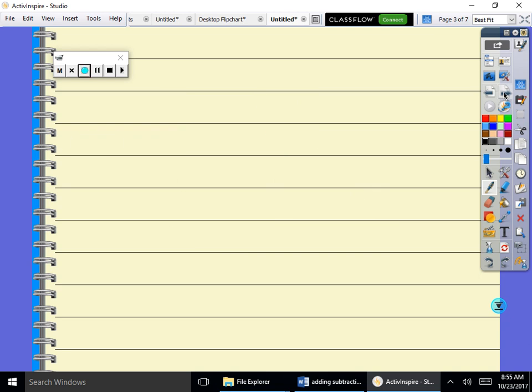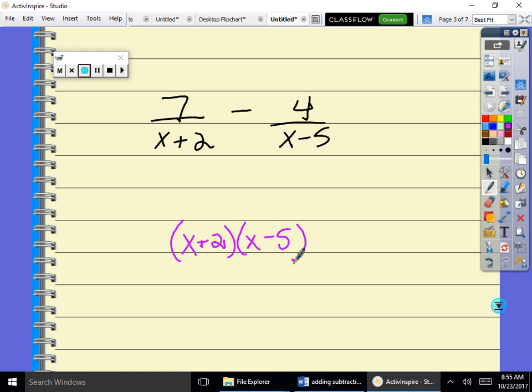Number 3 says 7 over x plus 2 minus 4 over x minus 5. This is just like the first fraction I gave you, where one denominator was 3 and one was 7. They have nothing in common, so the easiest way to make a common denominator is to do what? Multiply each of them. So if I multiply each of them, that gives me a denominator of x plus 2, x minus 5. The first fraction is missing the what? The x minus 5, and the other fraction's missing the x plus 2. Okay?